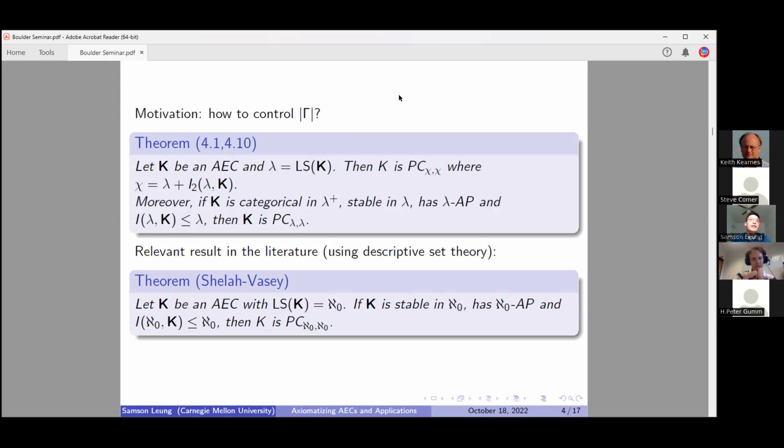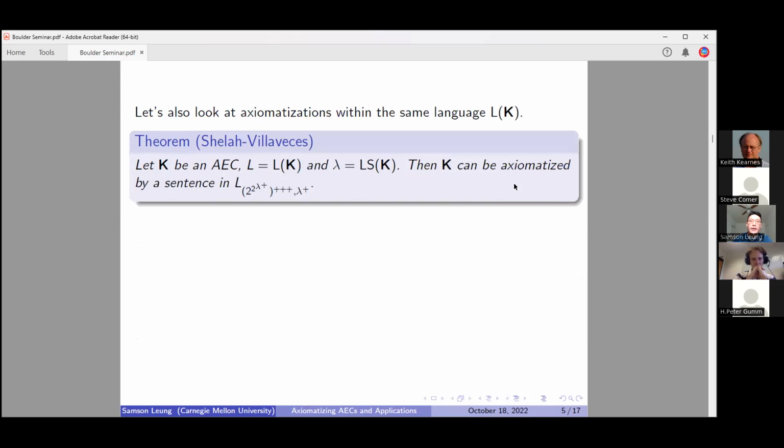The next one is a variation of this, theorem 4.10. Here, if you look at 4.1, let's say, we're actually changing the language to a bigger one, omitting some types, and then taking the reduct. So there's some change in the language itself. My next result will keep the original language, but requires an infinite tree logic. So let's see the result by Shelah and Villaveces.